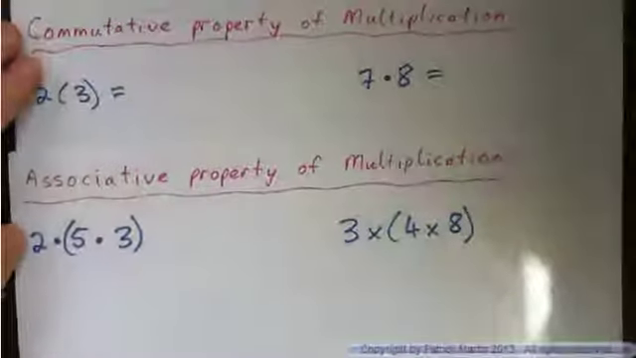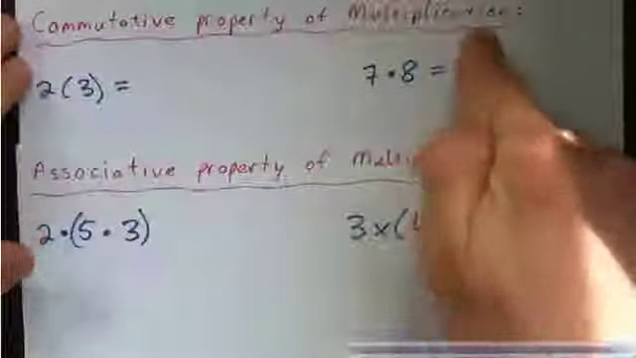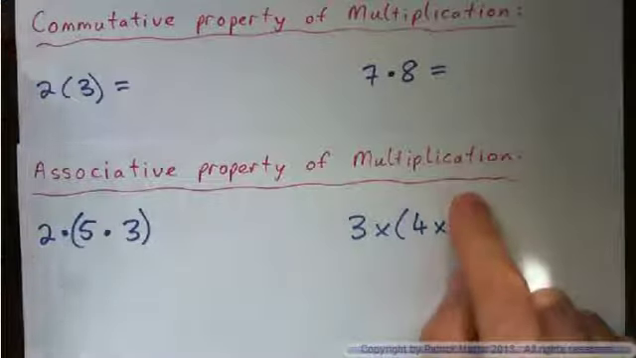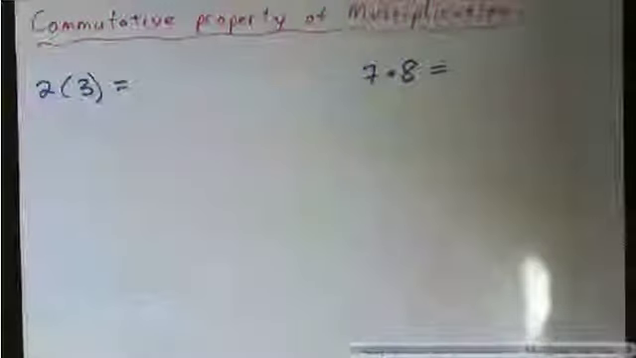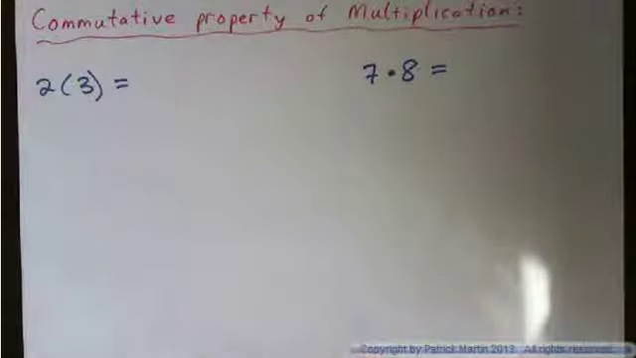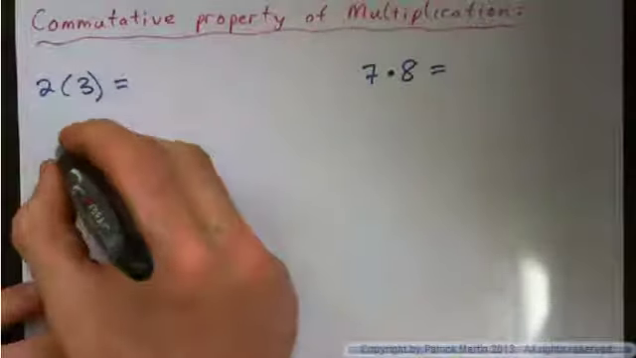In this video we're going to look at the commutative property of multiplication and then the associative property of multiplication. So let's start with the commutative property. What is 2 times 3? 2 times 3 is definitely 6, right?